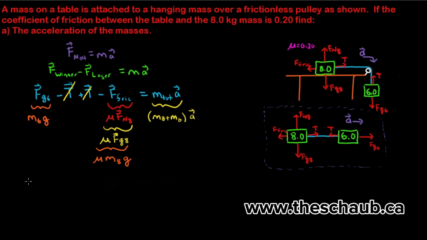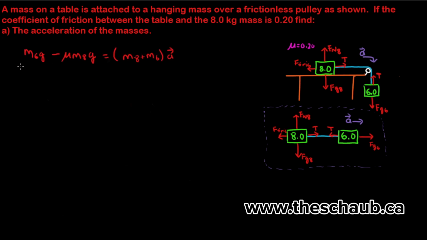And now bringing this all back together into one equation, we have m6 multiplied by g minus, don't forget there's a subtraction sign here, mu m8 multiplied by g is equal to our last term here, m8 plus m6 multiplied by the acceleration. Let's bring this to the top so we have room to add in our numbers and solve for the acceleration. Substituting our values, m6 is equal to 6.0 kilograms. Gravity is equal to 9.81 meters per second squared.